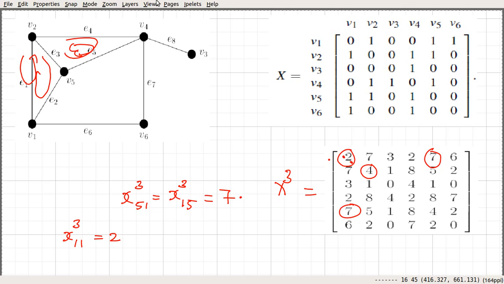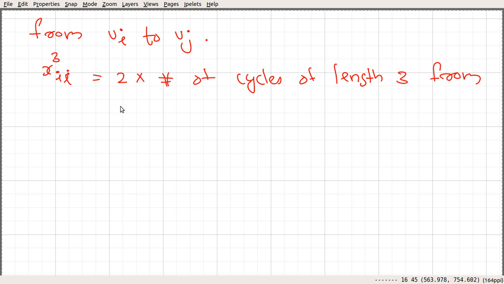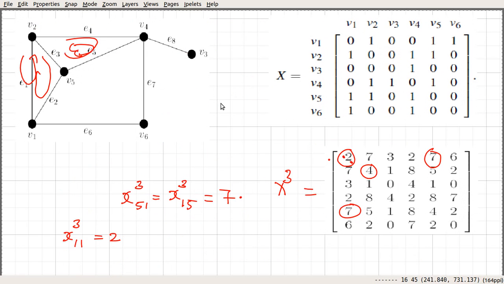Let me write down that particular thing. Here we can very easily see that xii3 is equal to 2 times the number of cycles of length 3 from Vi to Vj. So 2 times the number of triangles. We can see that here: from V1 to V1 we have this triangle, and this quantity will be equal to 2 because we could traverse this triangle in this direction or the other way.